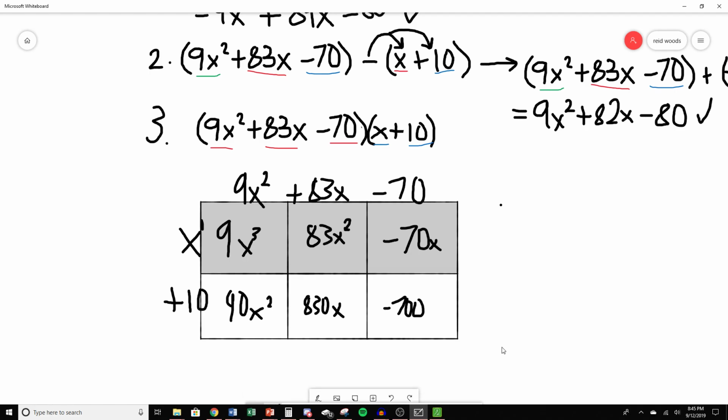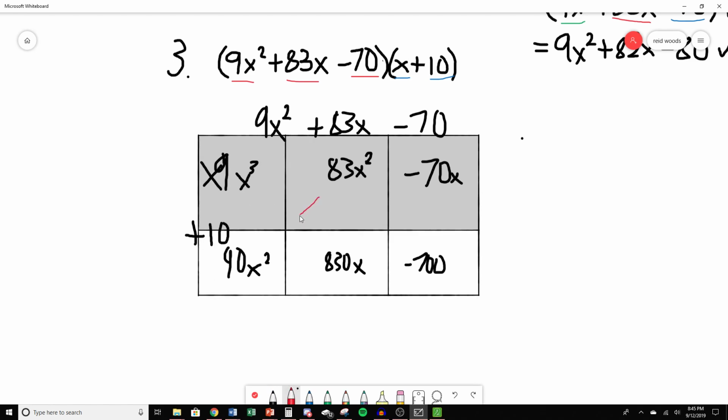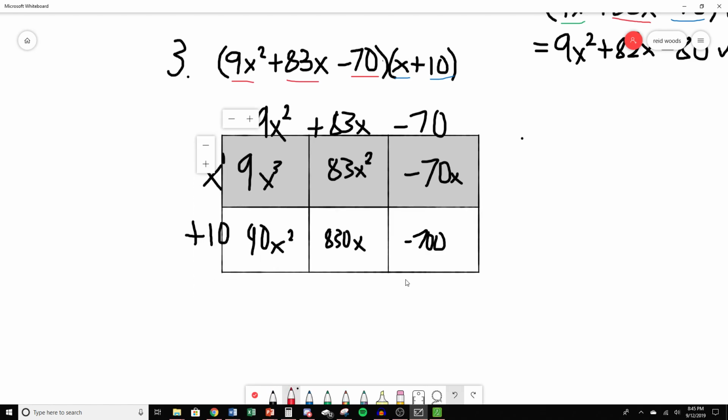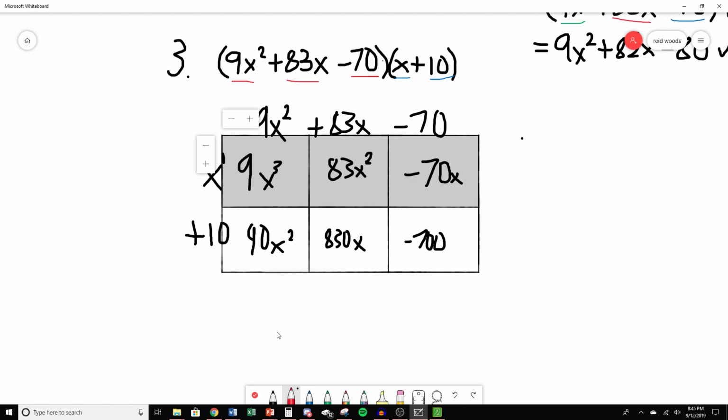All right, so the last thing we do is we add like terms. What you'll usually notice with these problems is that the like terms show up in the diagonals, okay? Oh my goodness, I'm messing that up. They show up in the diagonals. So, but we always start with you're adding like terms. Start with the highest power. Here's the highest power. You have 9x cubed.